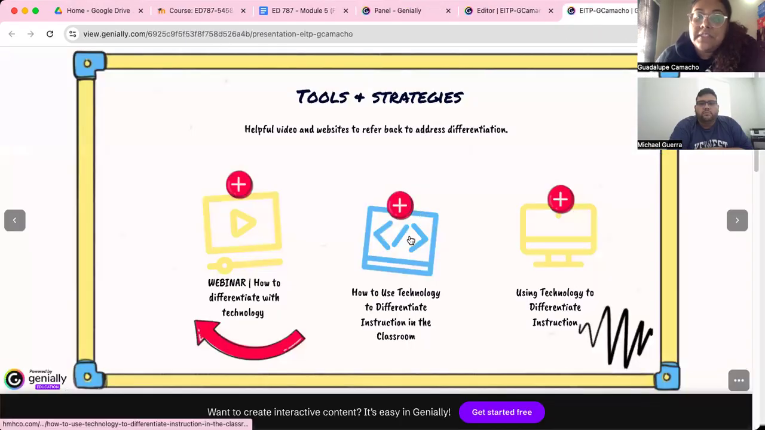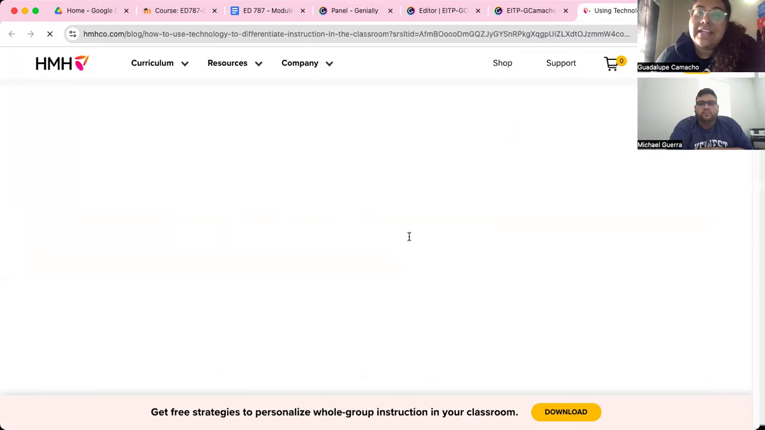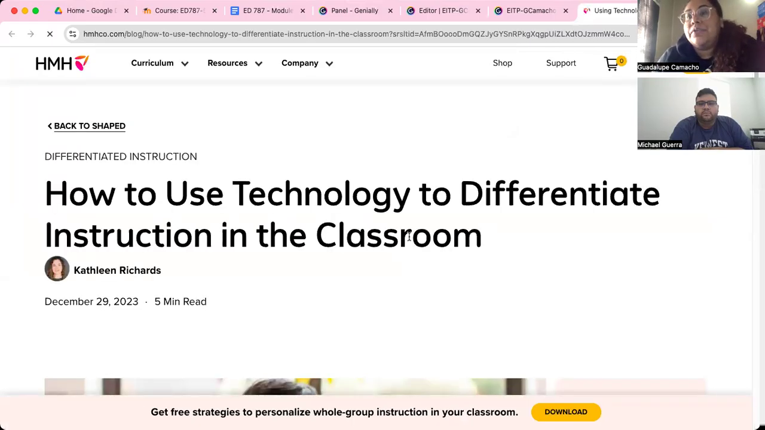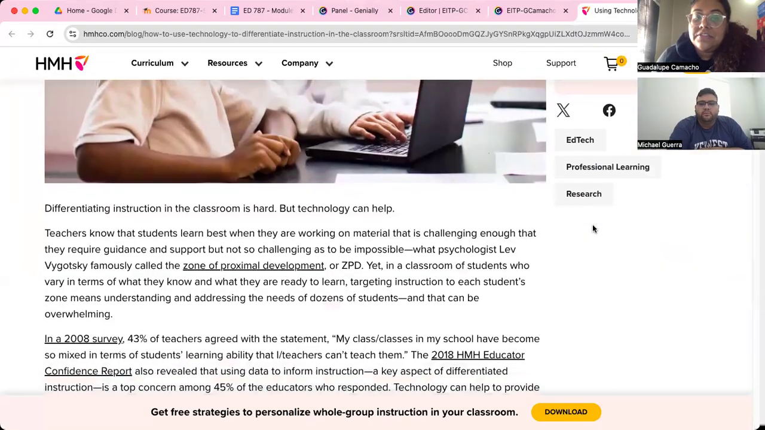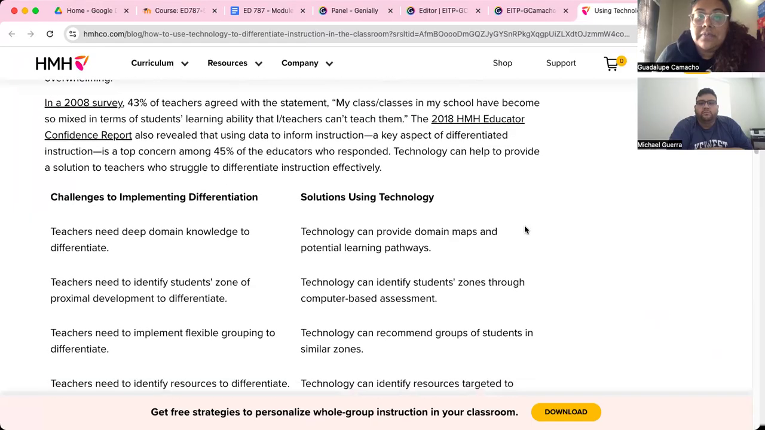So I framed it to that time. And then I have this one. This is a good article on how to use technology to differentiate instruction in the classroom. It goes back to using our data, because we talked about last session that we have our data from IXL or tests, Schoology. But how can we utilize that data and technology to help our students? Here, for example, it says technology needs deep domain knowledge to differentiate.